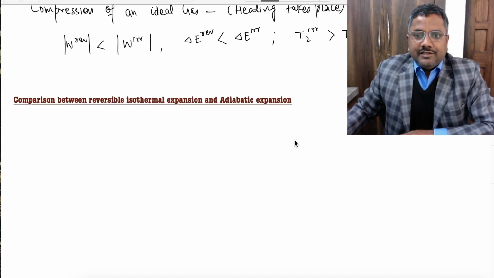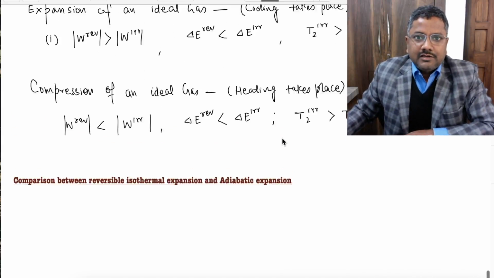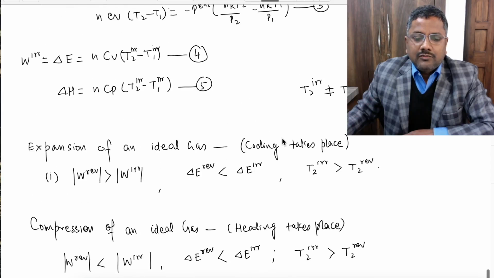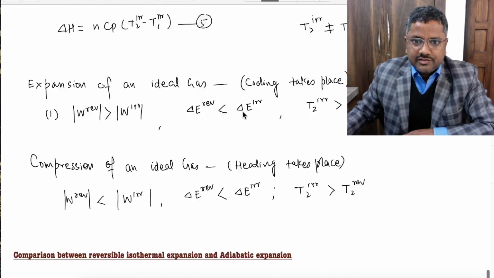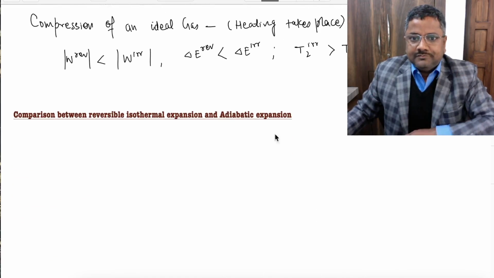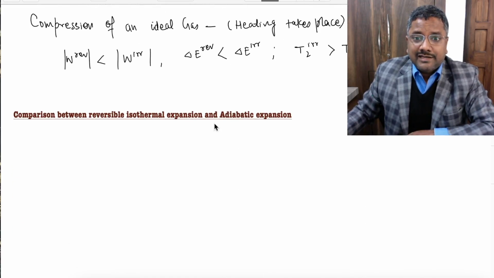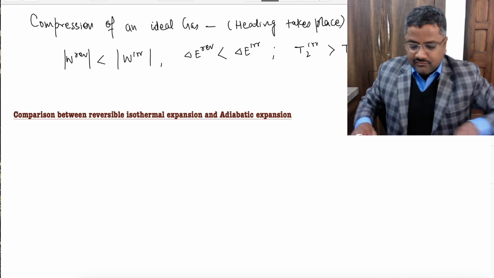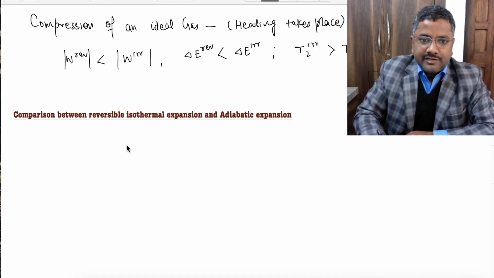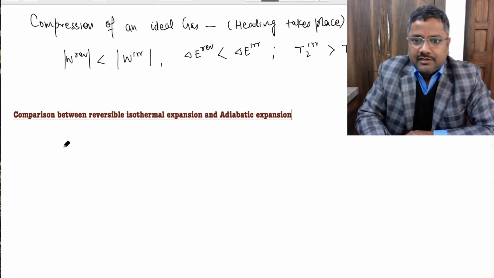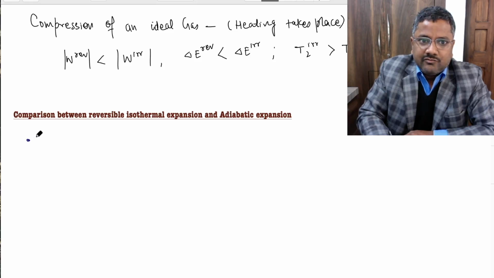In the last lecture, we developed the idea of how to calculate work in adiabatic expansion and compression, how to calculate delta H, and what the change in internal energy is. Now we can compare isothermal and adiabatic expansion. What is the relation between them? We can deduce it.